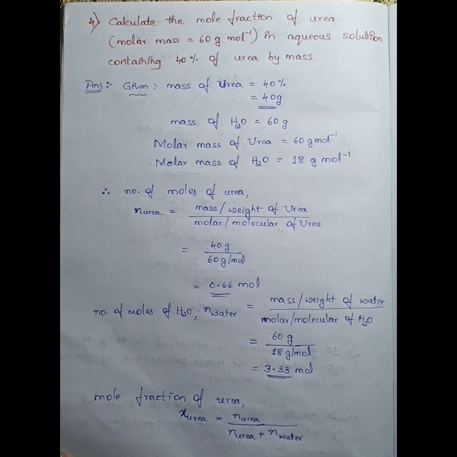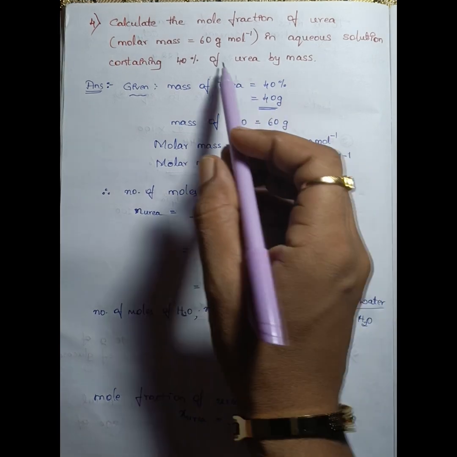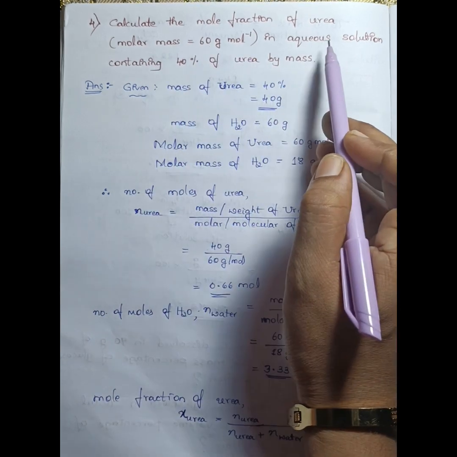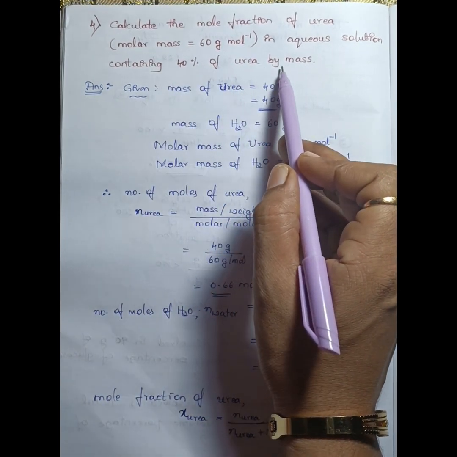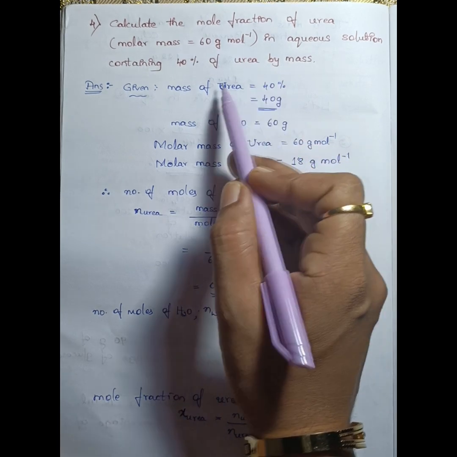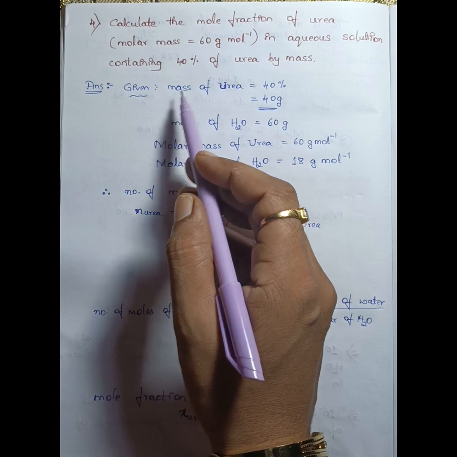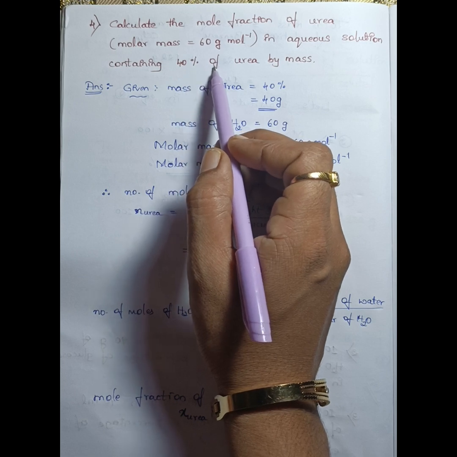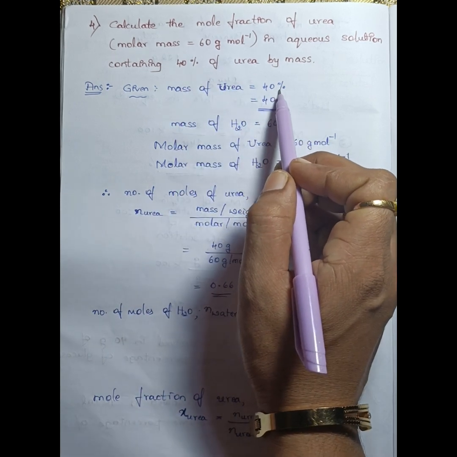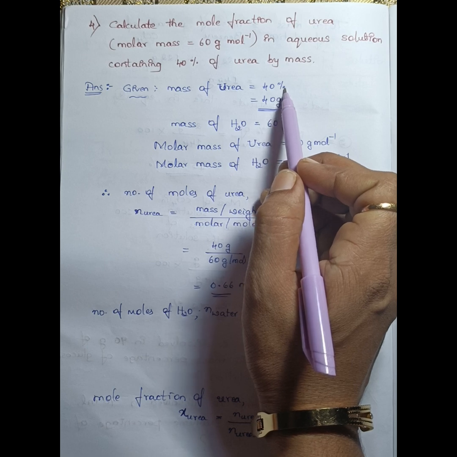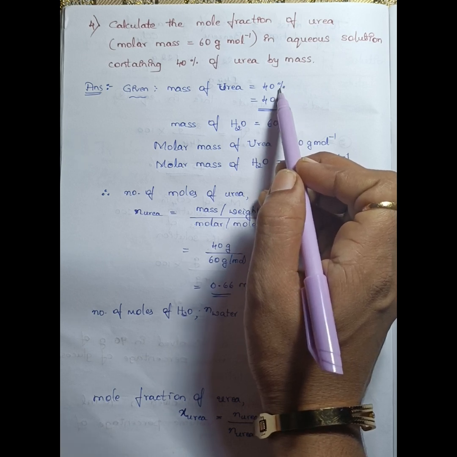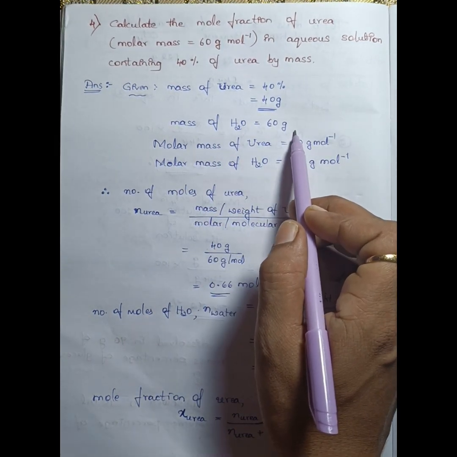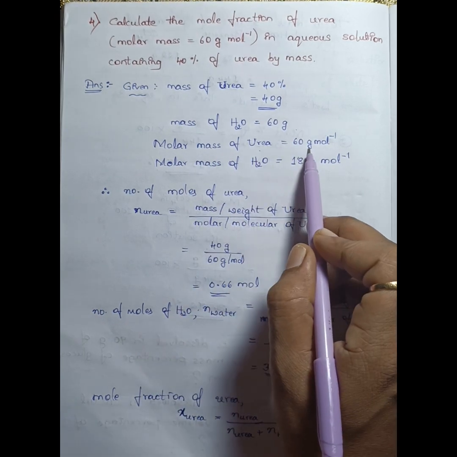The next problem that I have taken is on mole fraction. Let us see the question first. Calculate the mole fraction of urea, where molar mass is 60 gram per mole, in an aqueous solution containing 40% of urea by mass. So this is the question, guys. First let us write down what is given. The percentage of urea by mass is given, that is 40%. 40% means it is taken in 100, so in 100, 40% means it is 40 gram. Then mass of water is 60 gram. And molar mass of urea is given, 60 gram per mole.